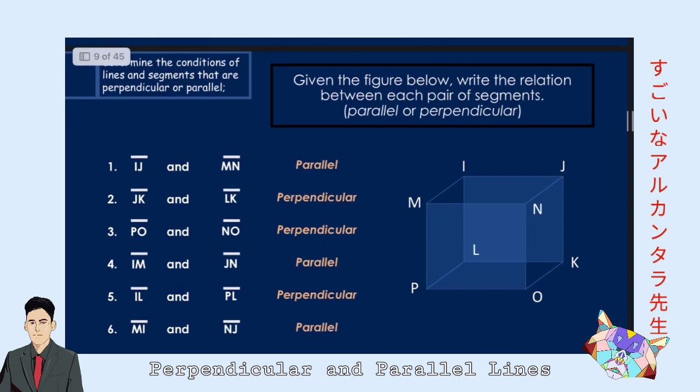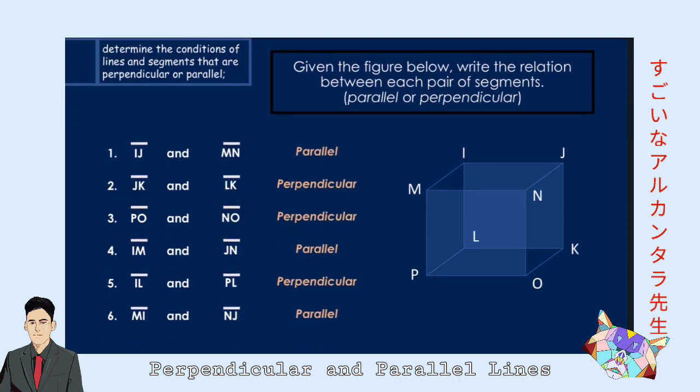And here in this image is a cube, and you can notice that we have IJ and MN being parallel. It's not hard to see that, right? IJ and MN are on the same plane, the one at the top. Next, you have JK and LK. From the name itself, they both share K, and as you can notice in this cube, that forms a right angle right there. Next, we also have PO and NO, perpendicular again because they share point O. So they meet at that vertex. I'm so sorry, vertex, not side. Then IM and JN, they are parallel. IL and PL meet at L, that point right there, so they're perpendicular. Then MI and NJ, they are parallel, because the given is a cube.